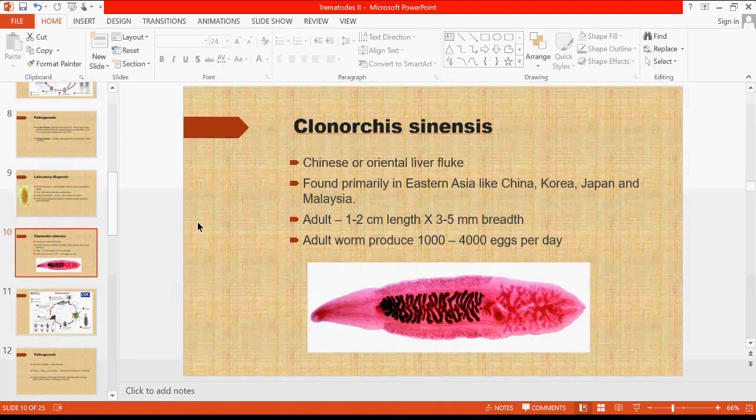Here the adult length is somewhat less than that of Fasciola hepatica. The length is only 1 to 2 centimeters, while the breadth is still smaller, only 3 to 5 millimeters, up to half a centimeter. They are elongated, flat worms. These adult worms produce about 1,000 to 4,000 eggs per day. Therefore, the parasite load will be higher in such cases, leading even to cholangiocarcinoma, bile duct carcinoma.